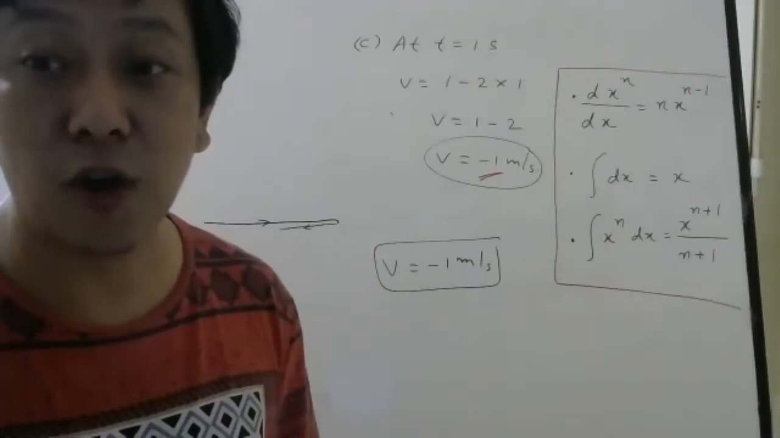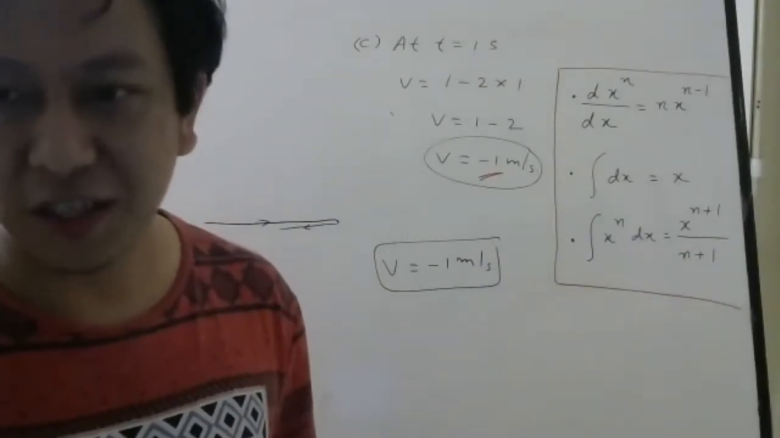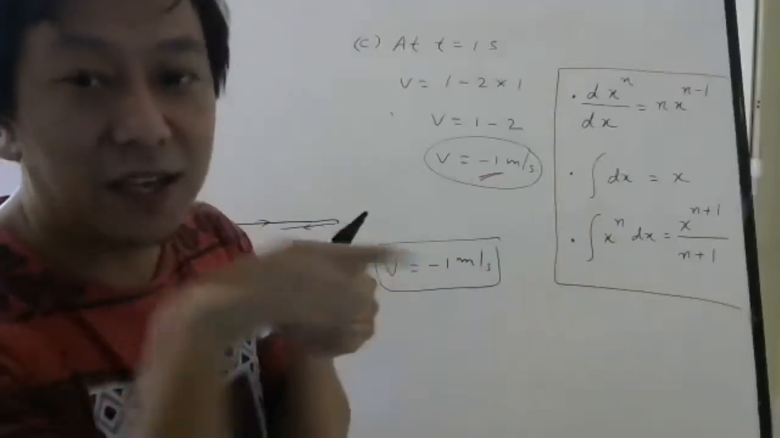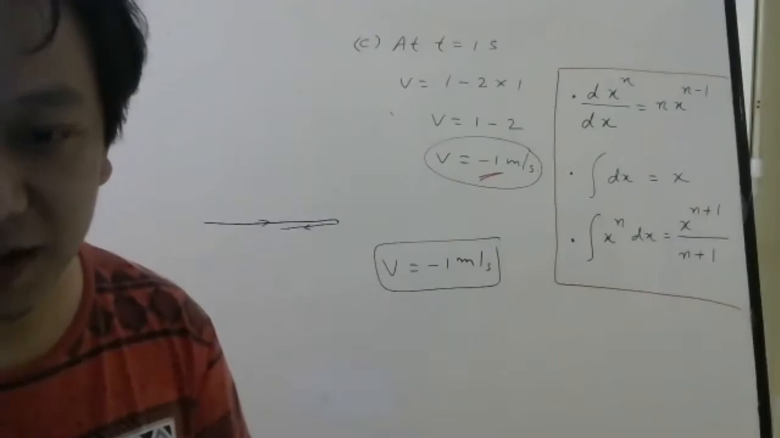Which side you have taken positive? That is your wish actually. Whichever side you can take positive, but usually this axis we take positive, this one we take negative. Understood everyone, right? Okay.